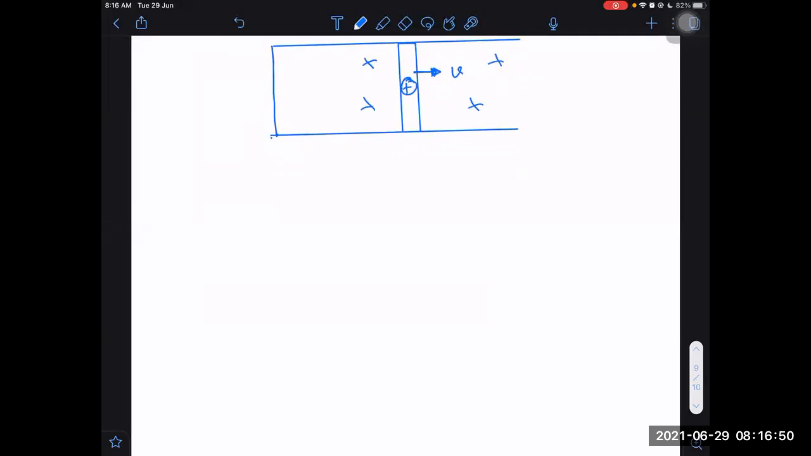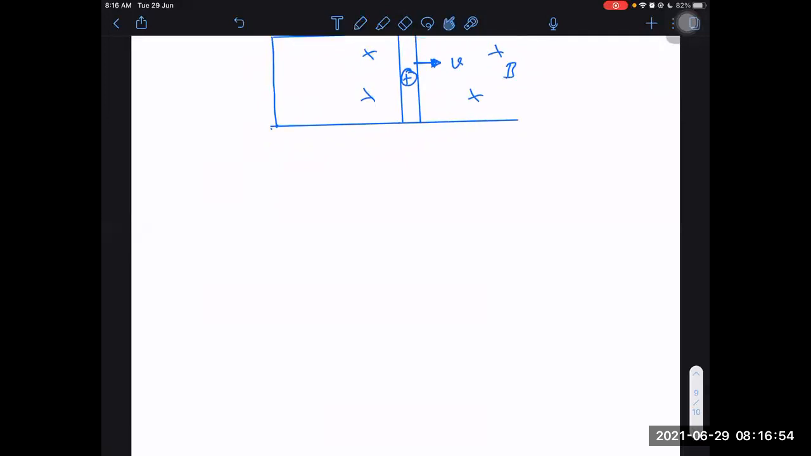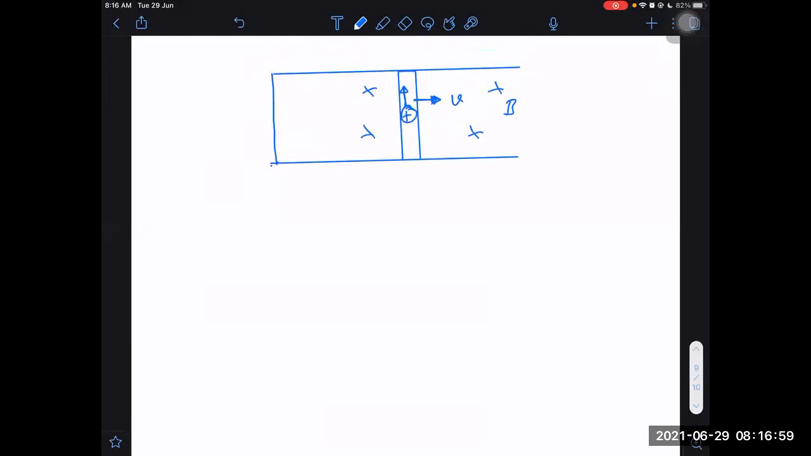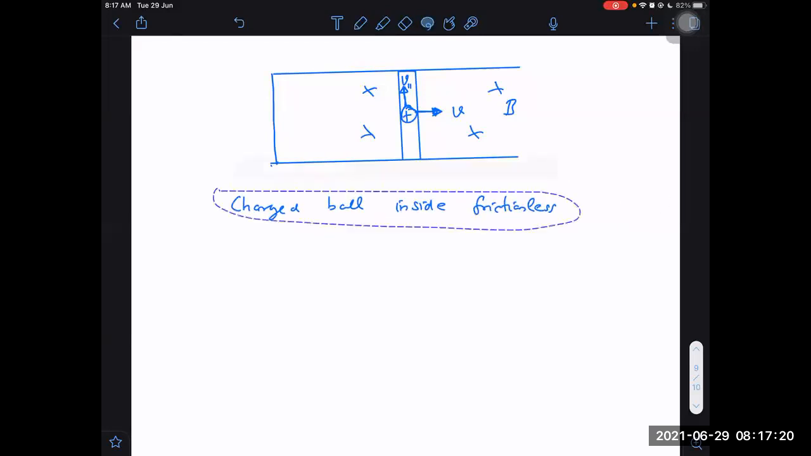Now, QV cross B, I think it will be acting in the upward direction. If it is acting in the upward direction, will it gain motion in the upward direction or not? It will gain motion in the upward direction. Let us say its velocity parallel to the wire is V parallel. What is it? It is a charged ball inside a frictionless tube.